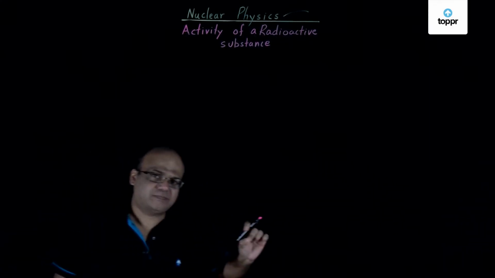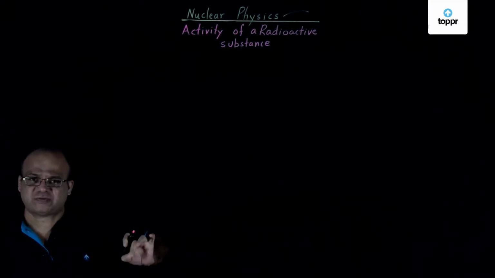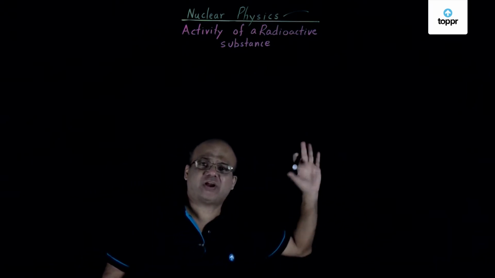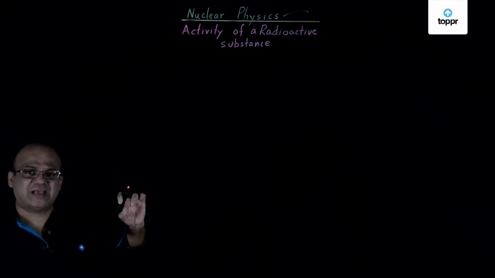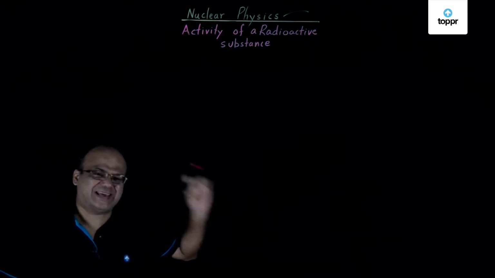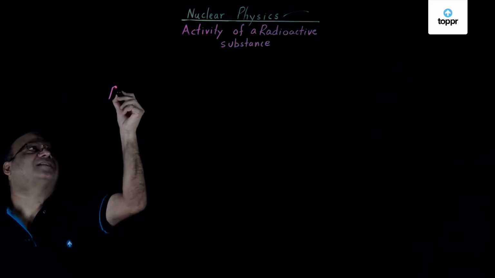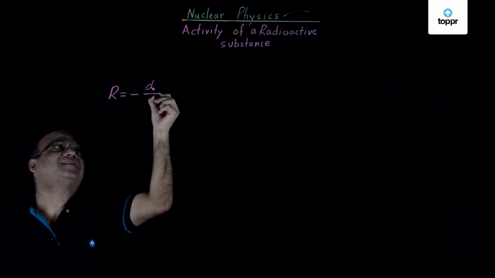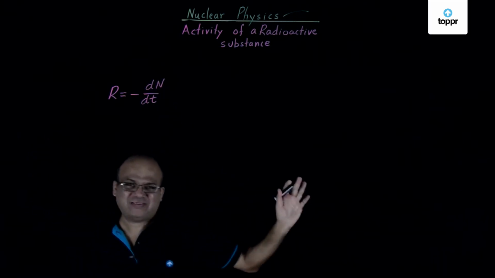In this lesson, we are going to learn about activity of a radioactive substance and also learn some important points about radioactivity which will help us in solving problems. Activity means decay rate. Activity we write as R. R is decay rate, that is minus dN dt. That is what is activity.